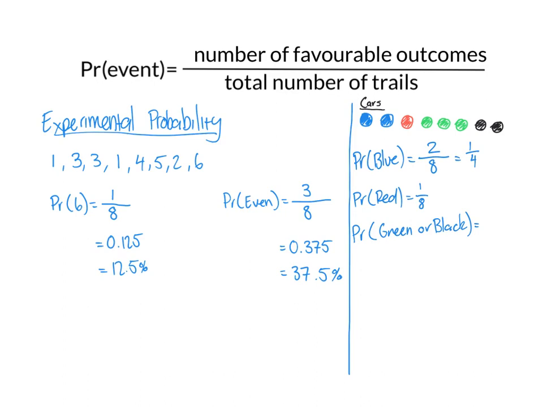And lastly, if I wanted to find what is the probability that a car might be green or black, well, 1, 2, 3, 4, 5 cars fit this, or 5 of the trials, so 5 favourable outcomes out of a total of 8.